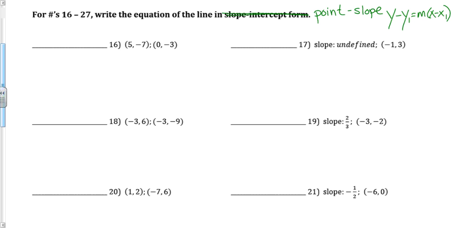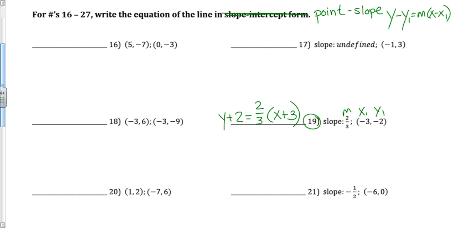So let's jump down here and look at number 19 real quick. This is an easy one. We've got the slope, which will be our m, and we've got x1, y1. So the equation would simply be y plus 2, because remember we'd be subtracting the negative 2, therefore changing it to plus, equals 2/3. Once again, we're subtracting the negative 3, so it'd be x plus 3.